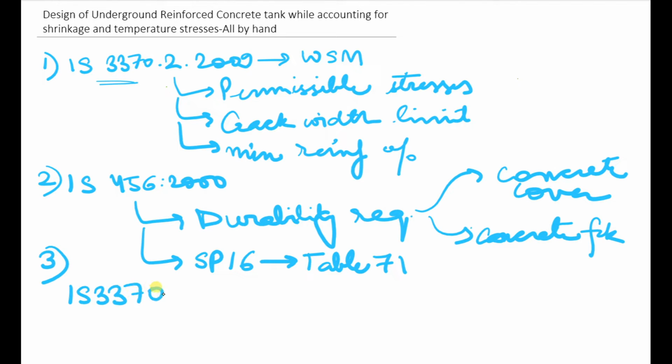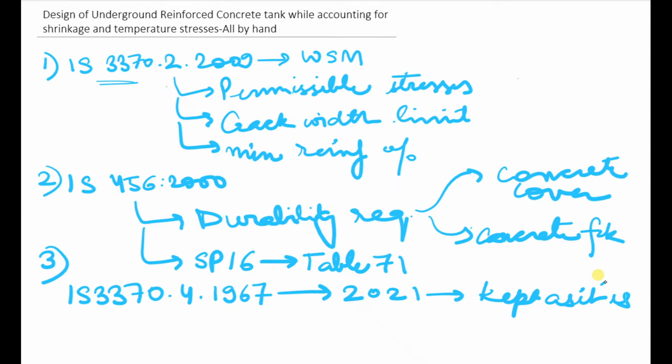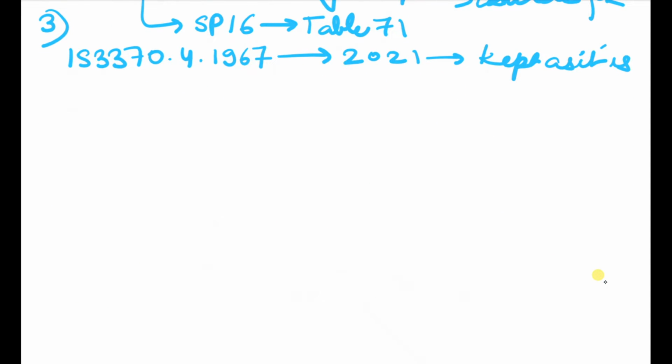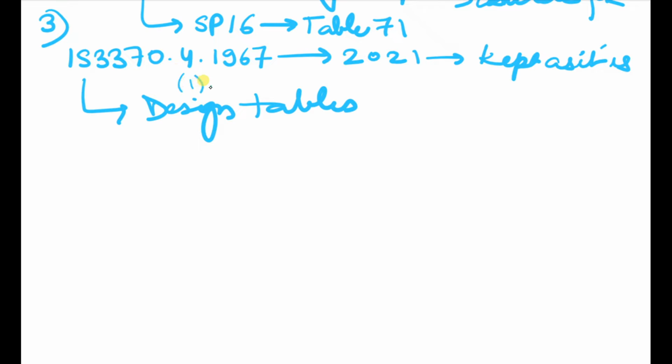Now we have IS 3370. Third recommendation is IS 3370 Part 4, 1967. This code is revised in 2021, but it is kept as it is. So, what is there in this IS 3370 Part 4? This code has design tables. This is a supporting code of IS 3370 Part 1.